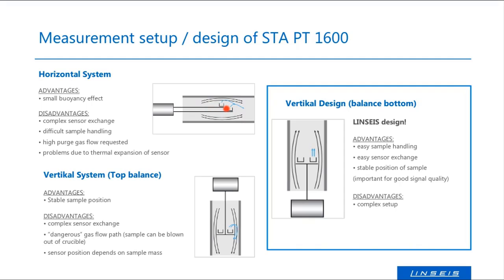It's not so easy to handle. The sensor exchange and measurement system exchange is not so easy. And you have to use a quite high purge gas because of convection. In a horizontal system, you always have convection. And this is more or less the reason why the horizontal design is not used anymore today.